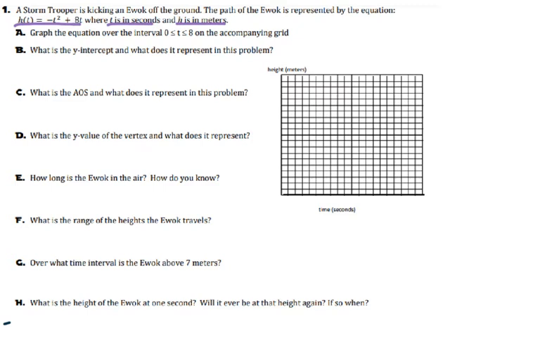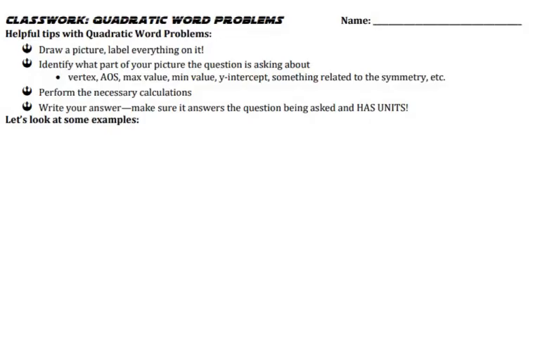Part A says graph the equation over the interval from 0 to 8 on the accompanying grid. Now, I tried to do this a couple of times on this little tiny grid, and it did not work on my iPad, so I'm going to actually go back, write my function over here, and do all the work over here so it's not smashed and it's easier for you to read.